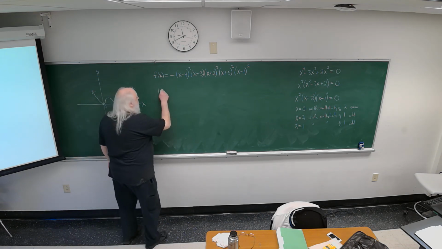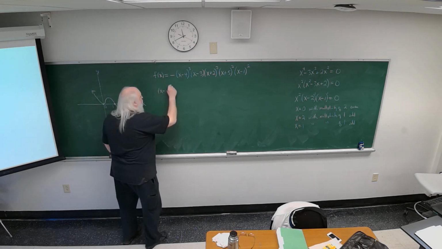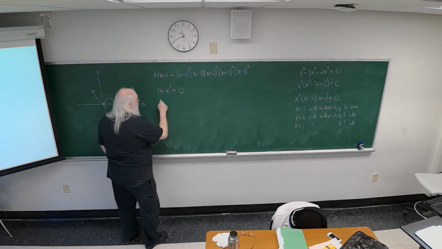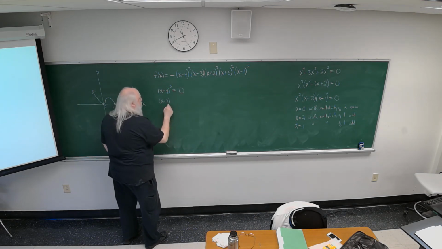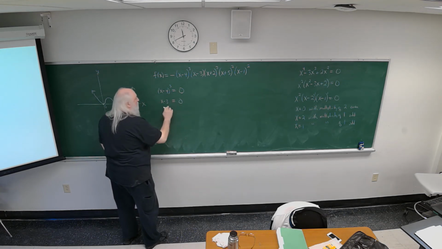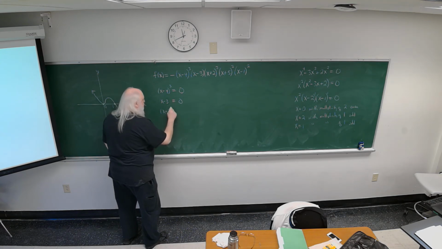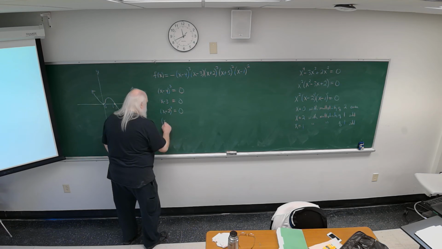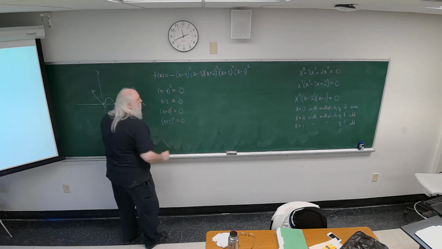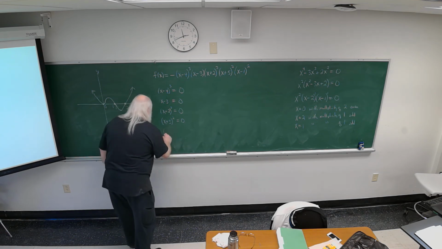So we have x minus 4 cubed is equal to 0. We have x minus 3 is equal to 0. I guess I can drop parentheses. We have x plus 2 cubed is equal to 0. We have x plus 5 squared is equal to 0. And we have x minus 1 squared.